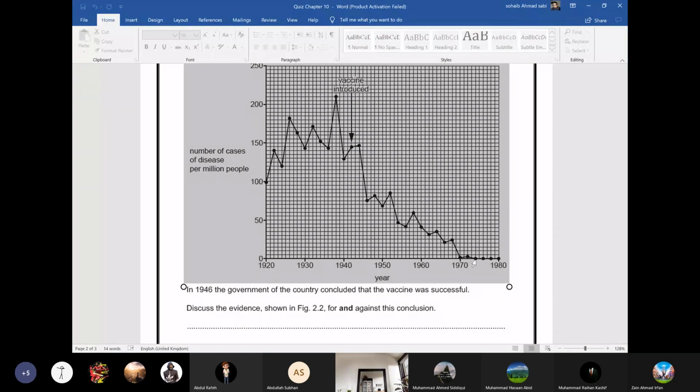Now what is against? Against is that even after the introduction of the vaccine, the cases still increased. Definitely the cases increased less, but there is still a minor increase in the number of cases. Understand? Now, the second point against this conclusion from the government is, boys, this is 1942 and this is 1974. Now, if you calculate 1974 minus 1942, what will be the answer, boys?